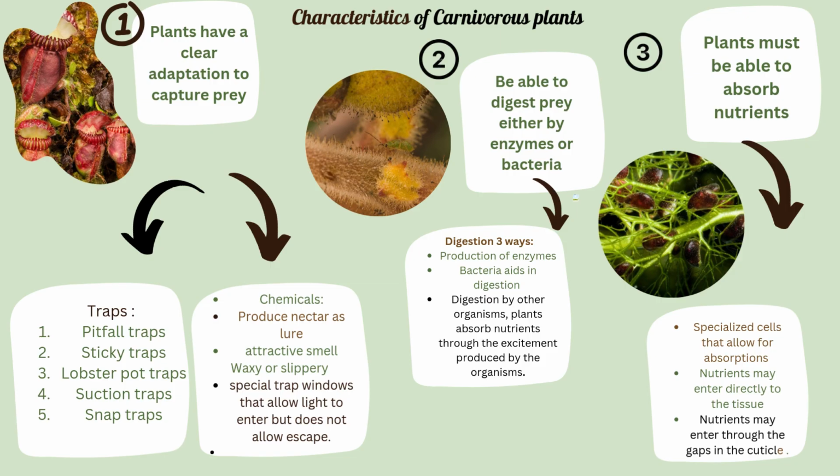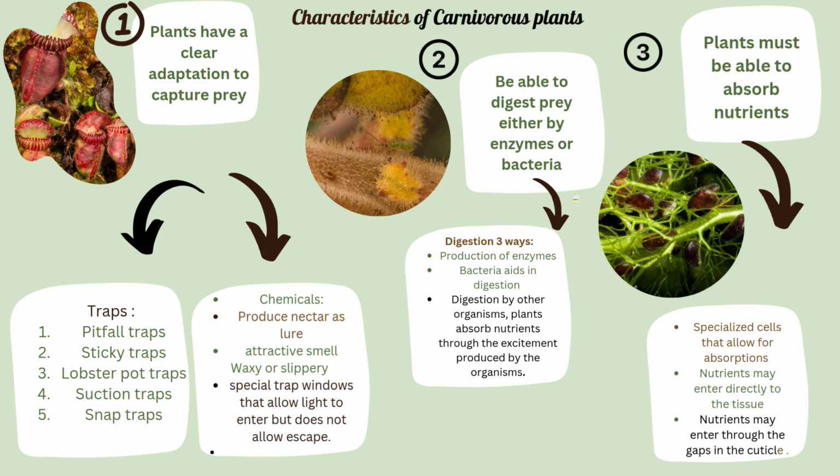The characteristics. Plants have a clear adaptation to capture prey. The types of traps are pitfall traps, sticky traps, lobster pot traps, suction traps, and snap traps. The chemicals: they produce nectar to lure prey and have an attractive smell, with wax or slippery surfaces. The special trap windows allow light to enter but do not allow escape. Second, they must be able to digest prey either by enzymes or bacteria.